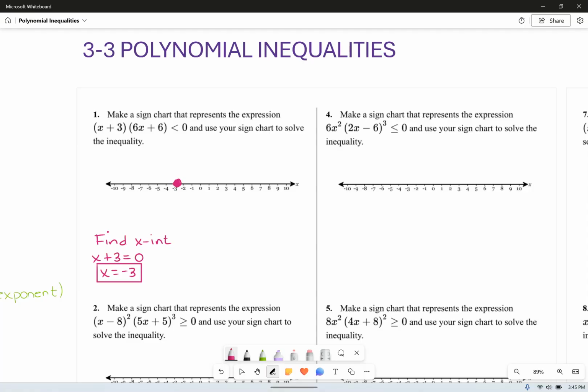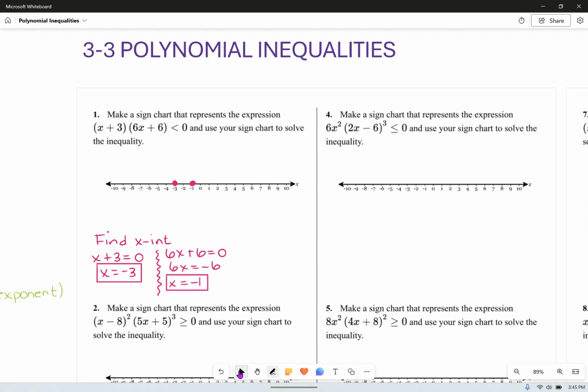So here's my x equals negative 3. And then I have another factor, 6x plus 6. I'm going to set it equal to 0. Subtract 6. So 0 minus 6 is negative 6. Divide by 6. So x is negative 1. Here's my next x-intercept, and I'm going to put the dot right here. Okay, there you go.